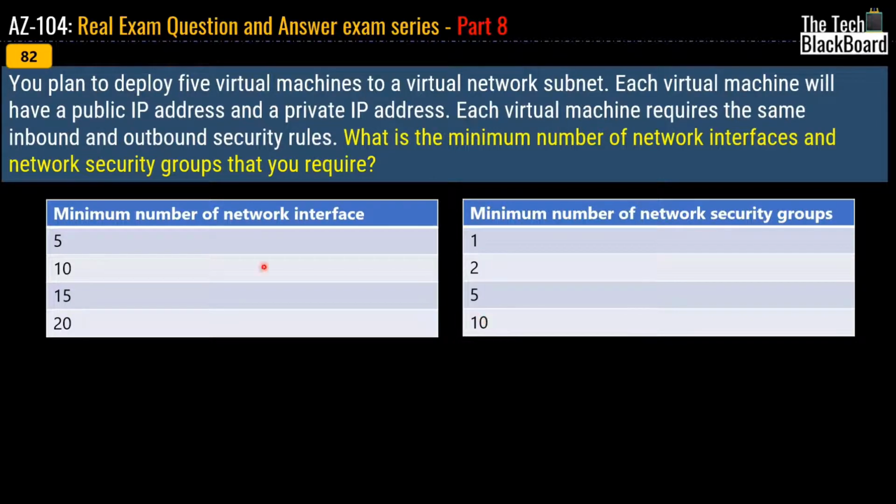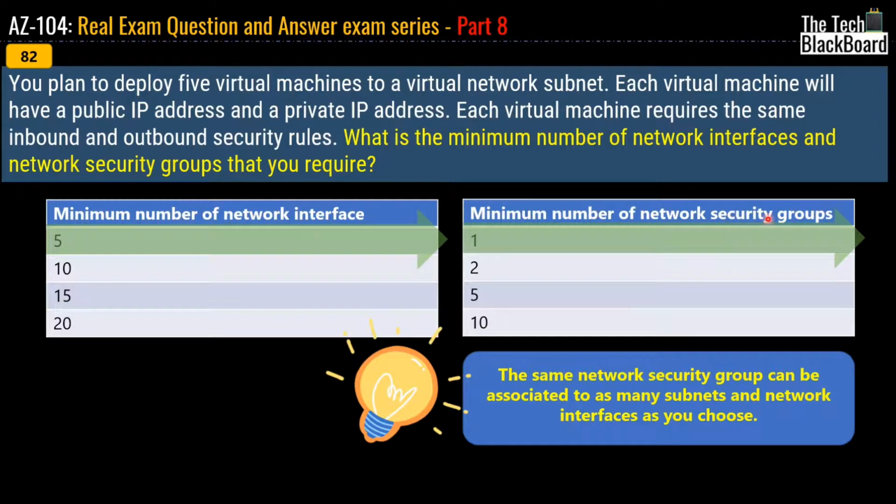And the correct answer for the network interface is 5. So that's the bare minimum number of network interfaces that you would need. And the correct answer for the NSG is 1. A quick tip on network security group is that the same network security group can be associated to as many subnets and network interfaces as you may choose. Hopefully that important tip will help you in answering the questions in your exams.